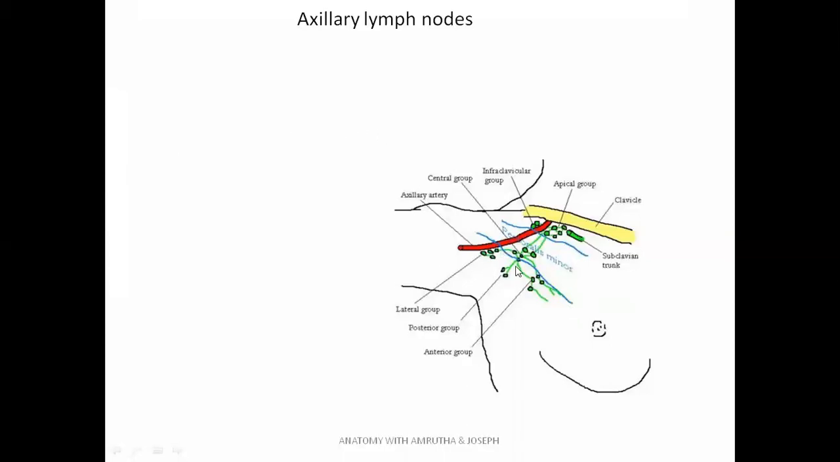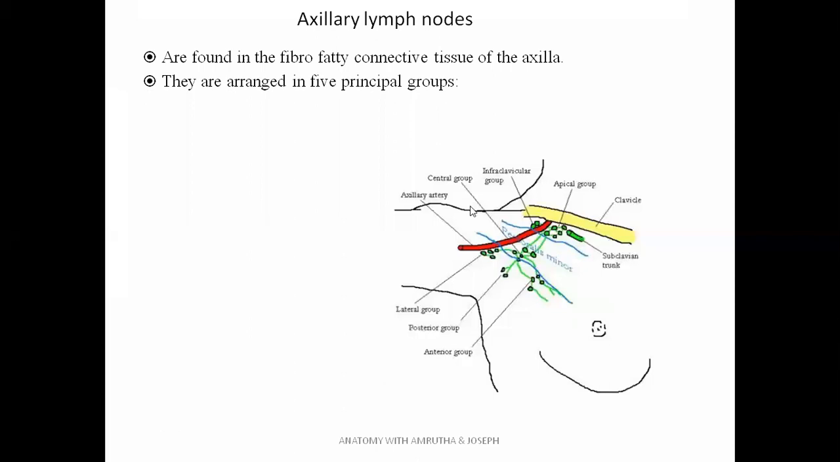Now these are the axillary group of lymph nodes. They are found in the fibrofatty connective tissue of the axilla. The axilla contains a lot of fat. The axilla is the armpit, and they are arranged in 5 principal groups. The nodes of the anterior or pectoral group: some are seen on the anterior aspect along with the pectoral muscles, called the pectoral group. Some are seen on the posterior aspect, called the scapular group or posterior group.